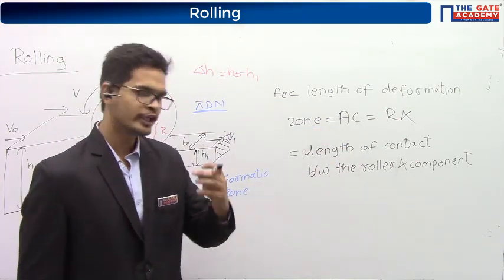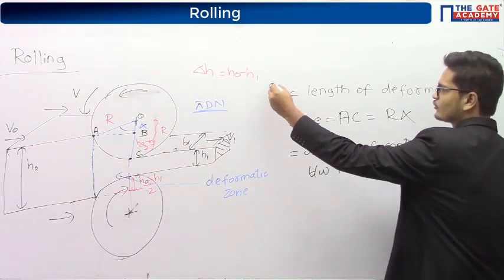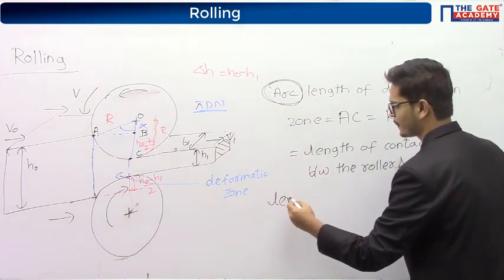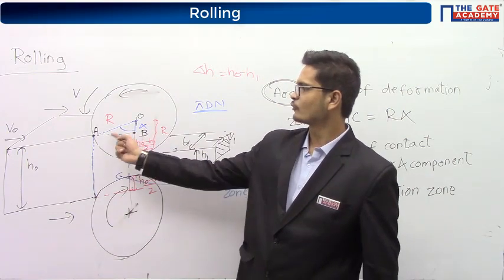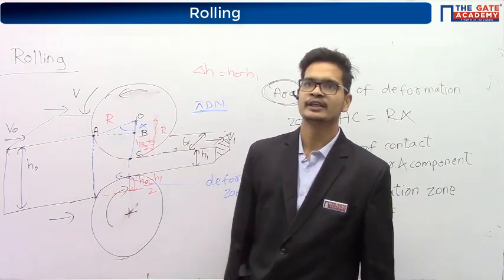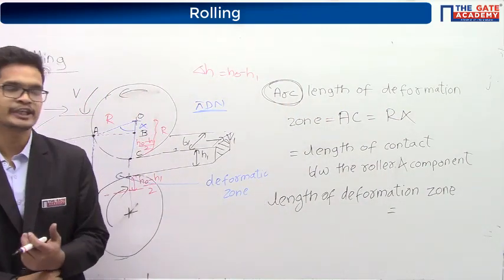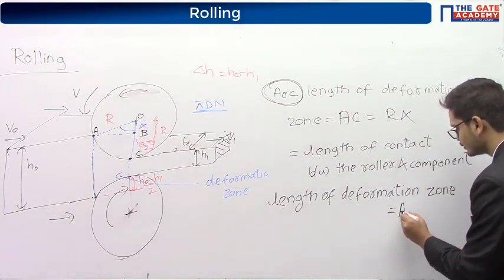Okay. Now if I ask you what is the length of deformation zone? This is the arc length of deformation zone. What is the length of deformation zone? Out of OA, AB, AC, BC, OB, what is telling us the length of deformation zone? AB. Very good, Visesh. AB is telling us the length of deformation zone.